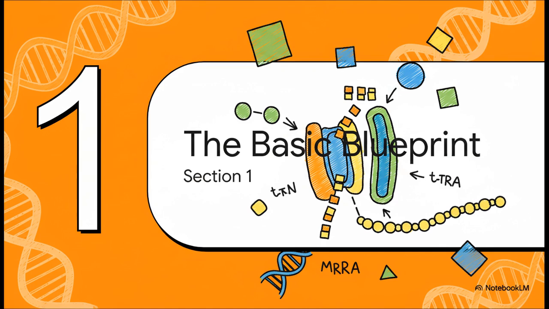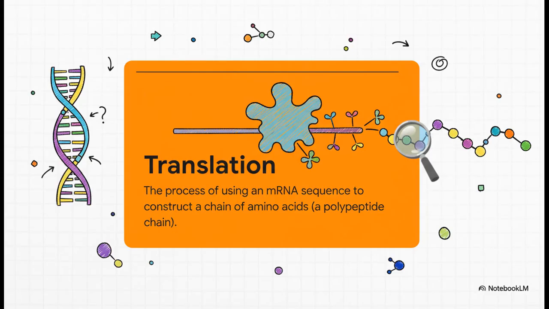Before we get into all the nitty-gritty details, let's make sure we're all on the same page. What exactly are we talking about when we say translation? Okay, so think of it this way. Translation is basically the cell's construction phase. It takes a temporary blueprint, a molecule called messenger RNA, or just mRNA, and it reads that blueprint to build something real, a chain of amino acids. And that chain, called a polypeptide, is what folds up to become a working protein. It's the magic step where information becomes function.